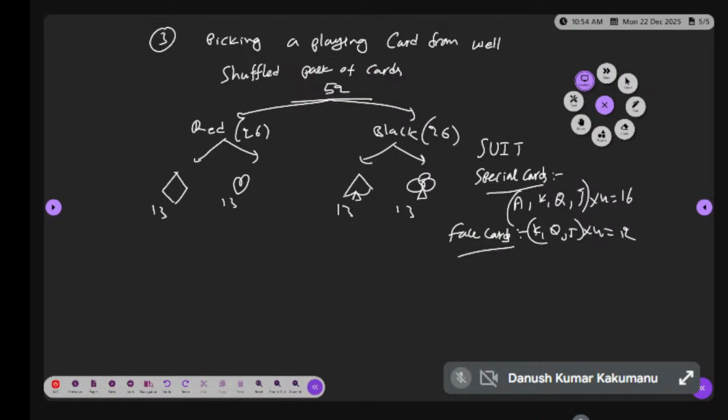16 by 52. If I ask you about face cards, what is the probability of a face card? 12 by 52. Understood? How many special cards are there? How many face cards do we have to understand?